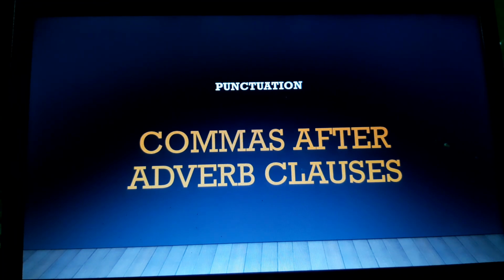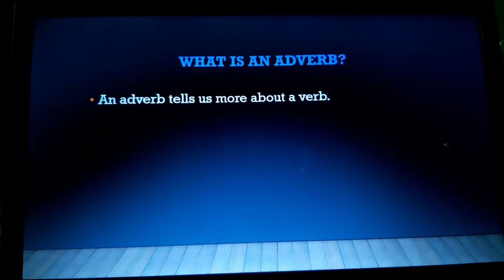Good morning, children. Today we are going to learn how to use commas after adverb clauses. Can you remember what is an adverb? An adverb modifies or tells us more about a verb.